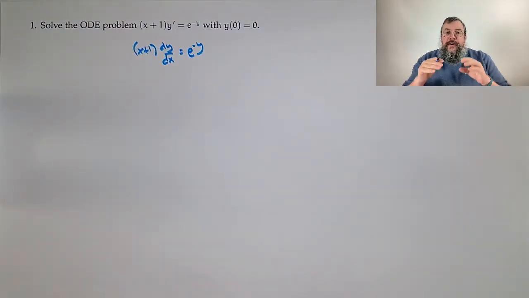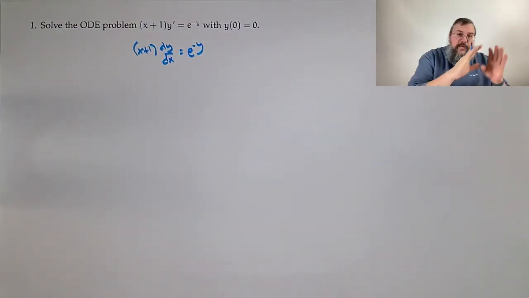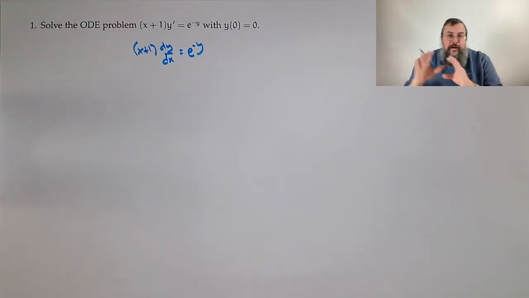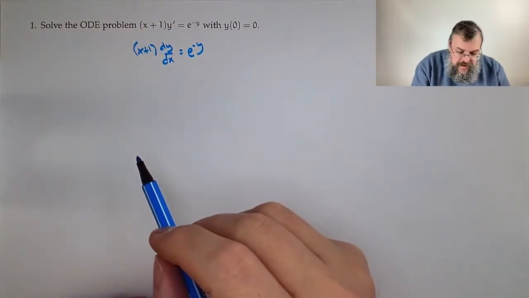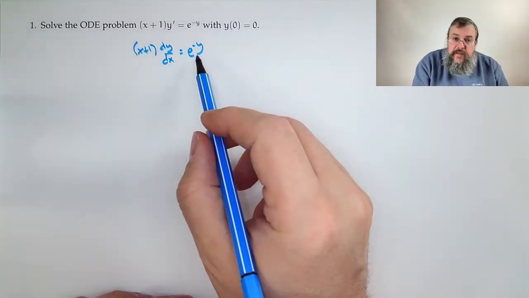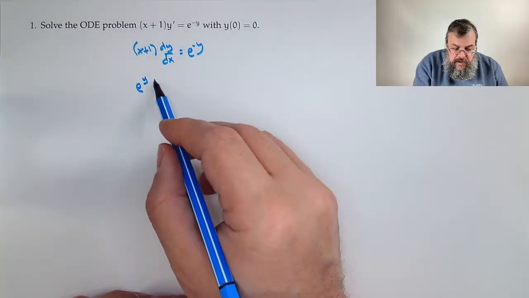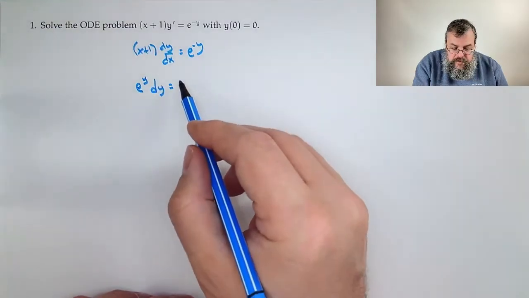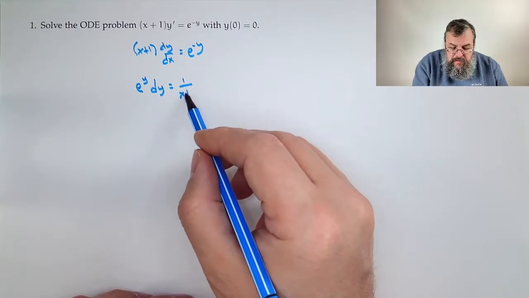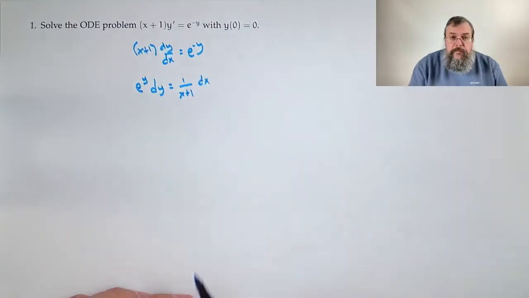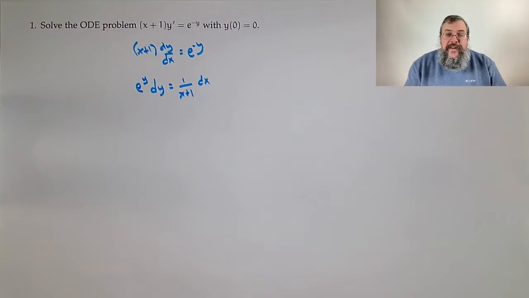All right, now again, our goal: move the terms around so that all of the y's are on one side, all the x's are on another side. So if we move this e^(-y) across, it'll become e^y dy equals 1 over (x+1) dx. All right, so that's it. Notice we were successfully able to separate the variables. That's the key when we're talking about separable differential equations.